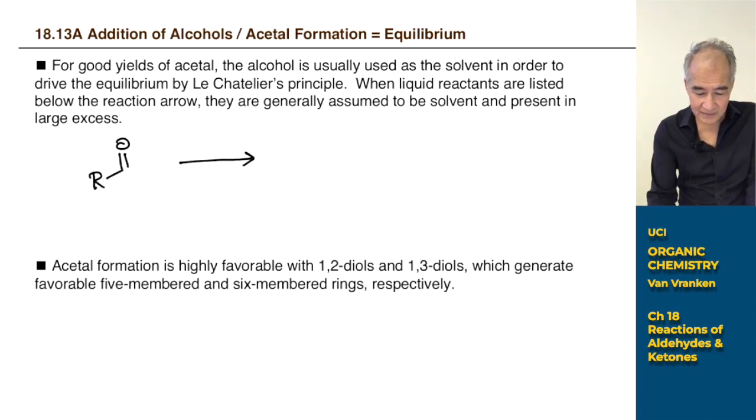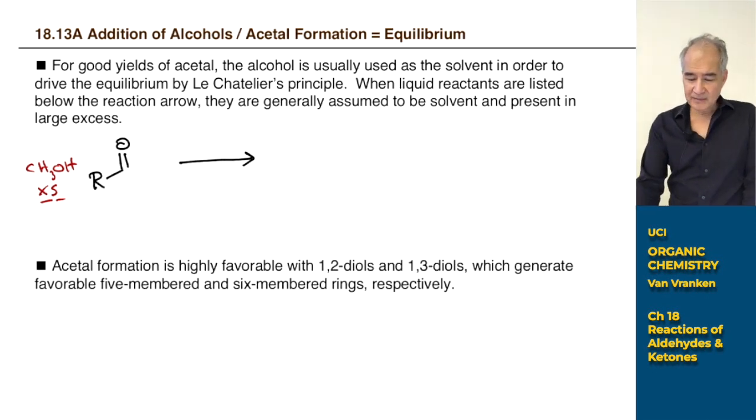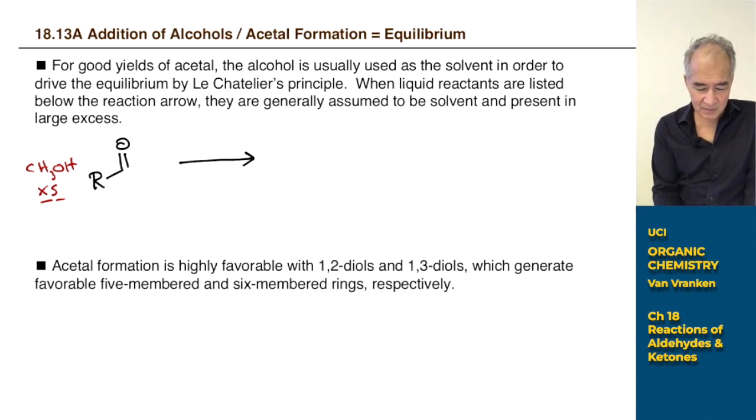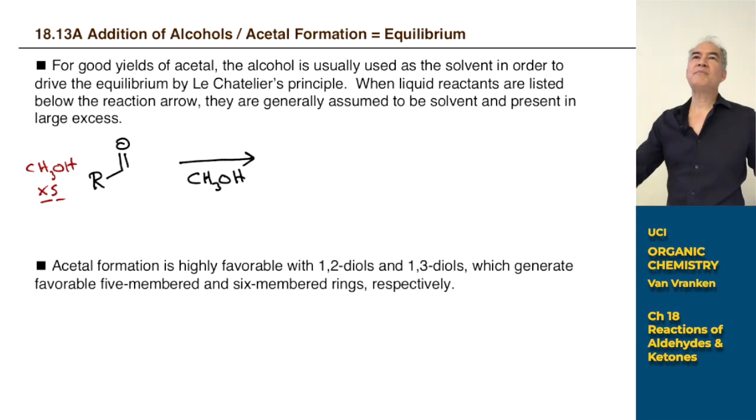And if you write methanol over here as a reagent, you have to write the word excess. Sometimes people write the letters XS. That's well understood to mean excess reagent. But when you've got excess methanol or ethanol, everybody understands that when you write that under the arrow, that means it's the solvent. And if it is the solvent, it is understood to be an excess. You don't have to write the word excess next to the solvent.